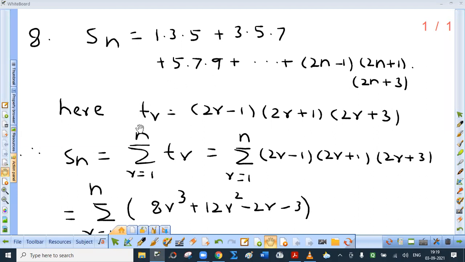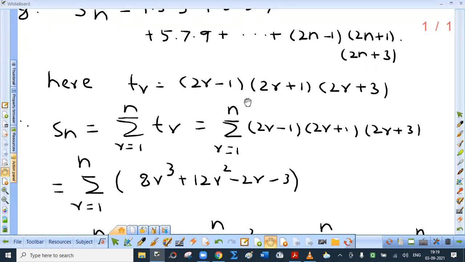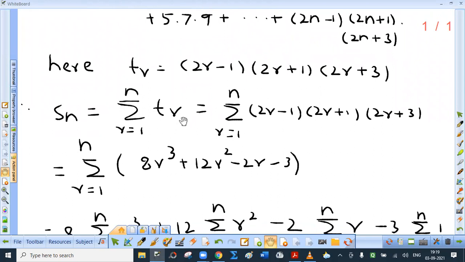Or in general, we find Tr, where each term is a product of 3 numbers. First numbers are 1, 3, 5, which are in AP. First term 1, common difference 2, and so on. Second term is obtained by adding 2 to first, and third term is obtained by adding 4 to first, and so on. But here we can directly write Tr. You may say, can we write Tn equal to this? Same thing. Now Sn is sigma Tr.